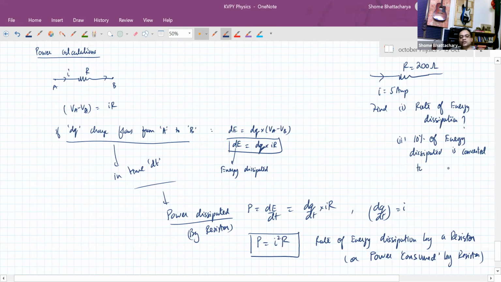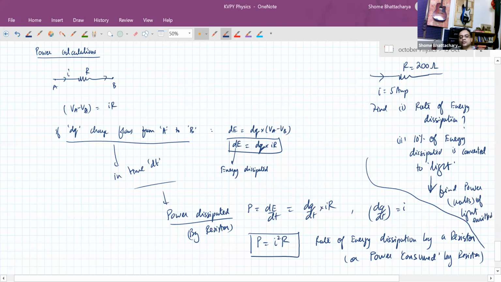Because the resistor is glowing, let's say, the heat dissipation is converted to light. So find the power, in watts, of light emitted. We'll just use this concept over here.